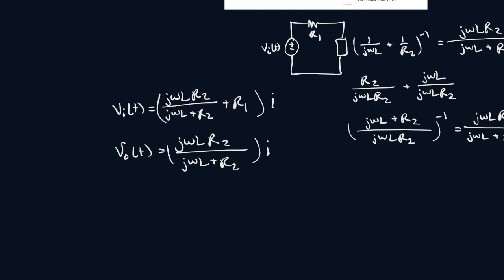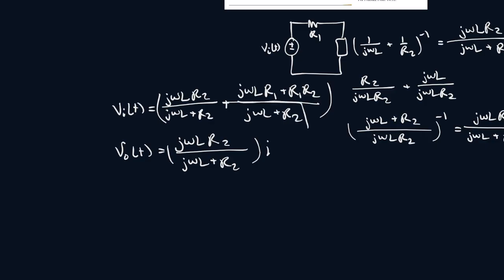For VI of t, let's multiply JWL plus R2 with this. So it'll be JWL R1 plus R1 R2. Hold on, let me try this again. Sorry, I'm getting a little confused right now. JWL R1 plus R1 R2. I think that's how we're supposed to do it. And then all over JWL plus R2.